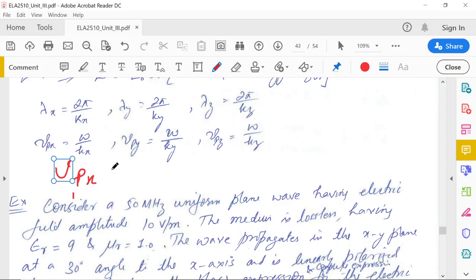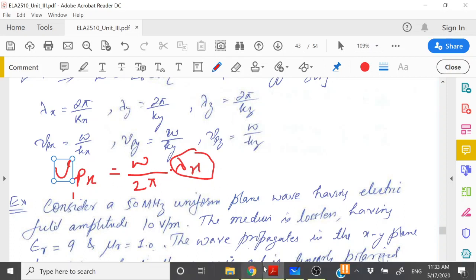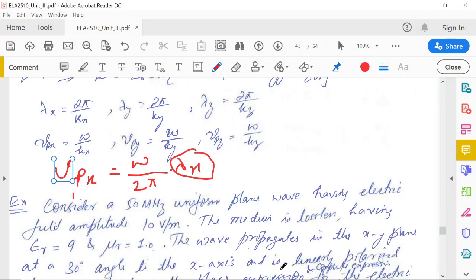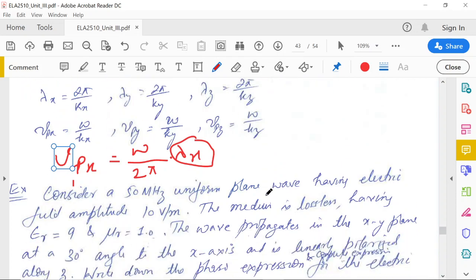So vpx equals omega over 2 pi into lambda x. So lambda x is larger, so this vpx will also be larger. So lambda x is more than lambda, so vpx will be more than the vp. Similarly, the phase velocity along the y component will be more than the phase velocity vp. So you can go through this one.